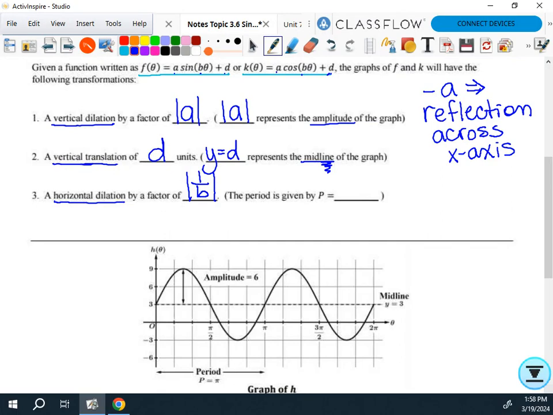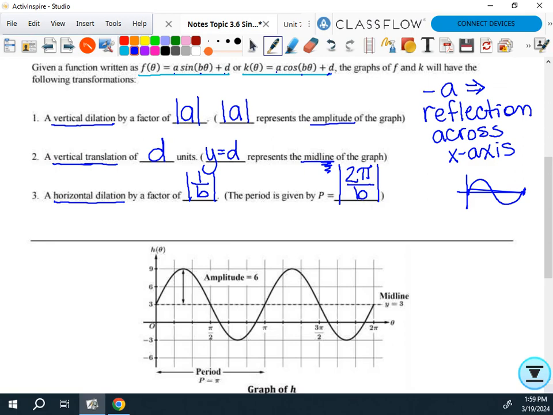Okay? Now then we need the period. So the period is not B or 1 over B, but we use that to find the period. What is the period for the parent function? Let's just use sine. One cycle of sine takes me from 0 to where? 2 pi. You've got to go all the way around the circle. So to find the period, we're going to take the absolute value of 2 pi divided by B.